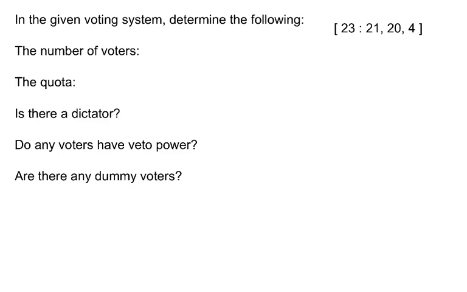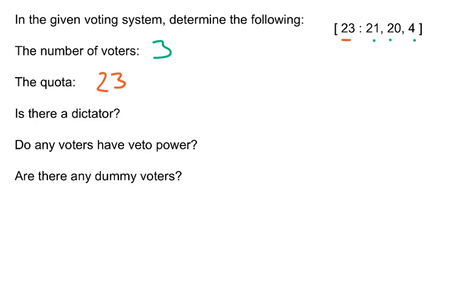Let's look at one more example with the same list of questions. The number of voters. How many voters do I have? Well, I can count those up right there. I have a 21 weight voter, a 20 weight voter, and a 4 weight voter. So I have a total of 3 voters. What's my quota? That's the number over here. So my quota is 23.